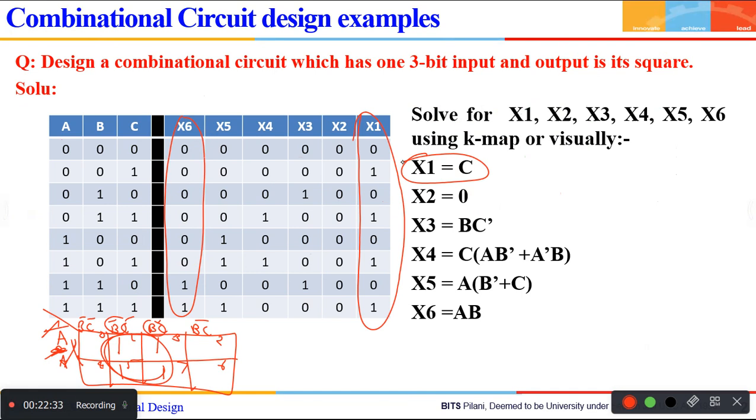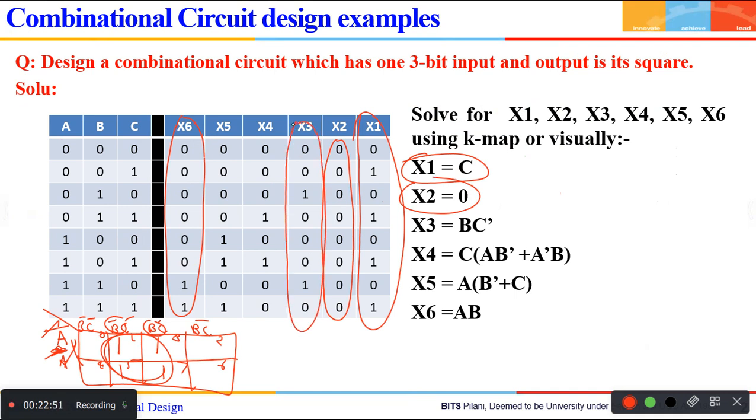Now, can you get the equation for x2? Okay, when the outputs are like this, can you tell me what is the equation for x2? x2 will always be 0. Okay, can you get the equation for x3?